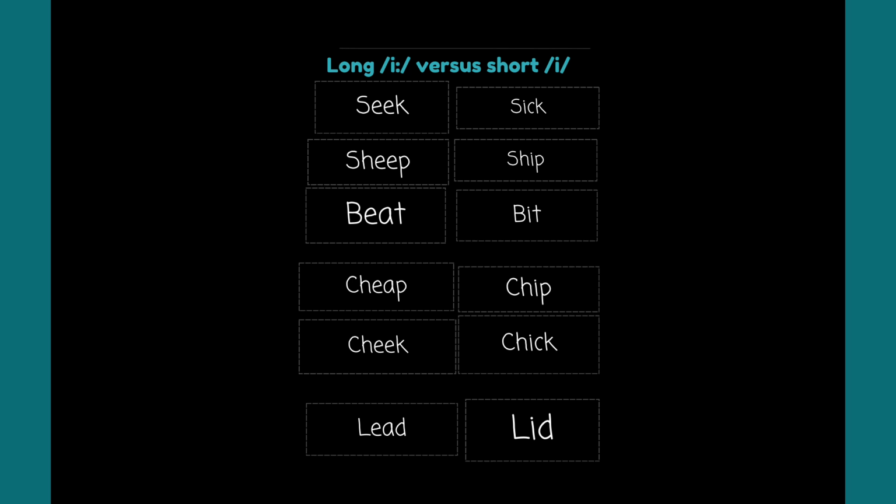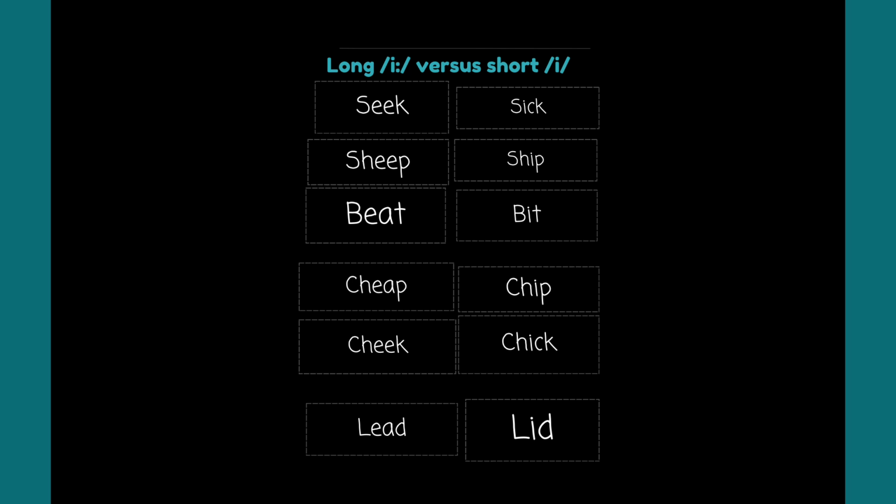Okay, so we will be beginning with long and short vowel E. Vowel E, the long one, is the one I have on the screen first, but I will not be pronouncing the long one first. I'll be pronouncing the short one first. Okay, so we have sick and seek.